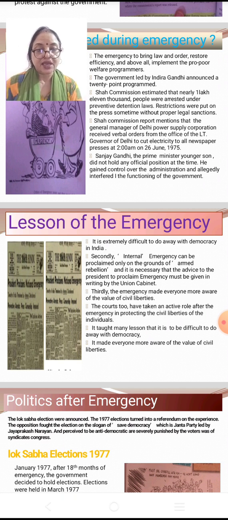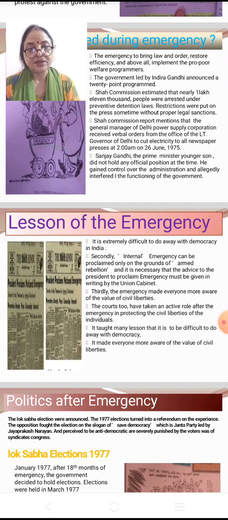Thirdly, the emergency made everyone more aware of the value of civil liberties. And the courts also have taken an active role after the emergency in protecting the civil liberties of the individual. Earlier, they had become very lazy in taking decisions against the government. That was not correct, because the judiciary is an integral organ, the third organ of the government. It should be strict in protecting the constitution, but it failed to do its duty perfectly; later it realized this and became active.